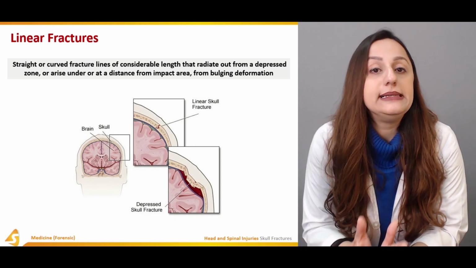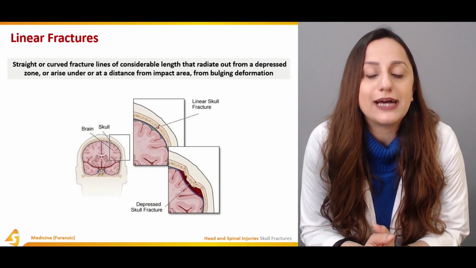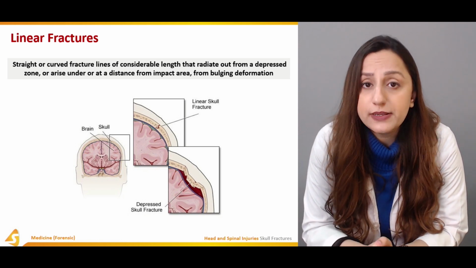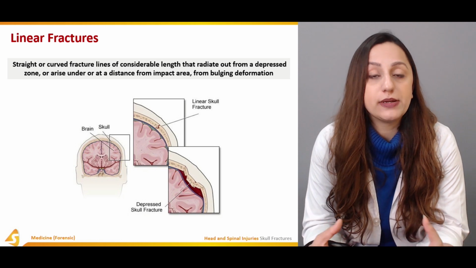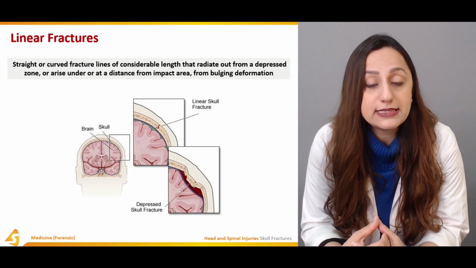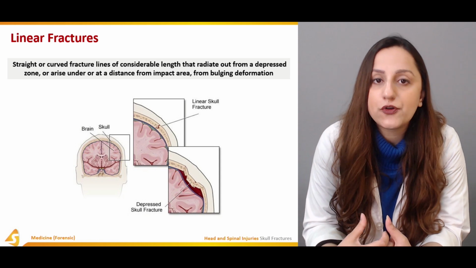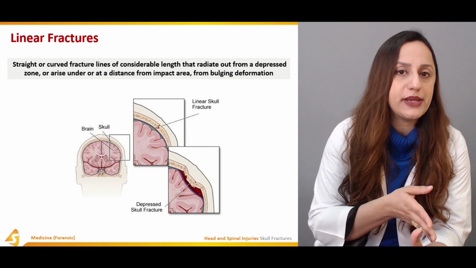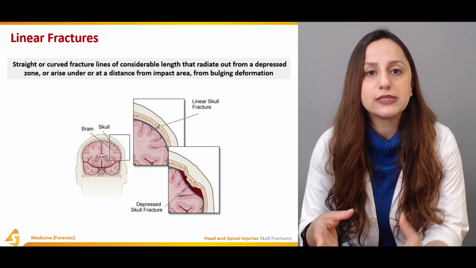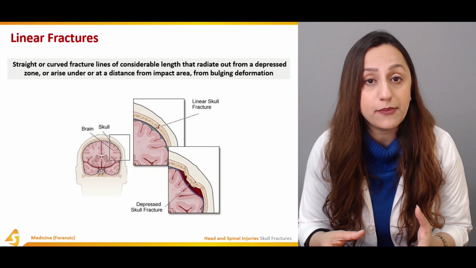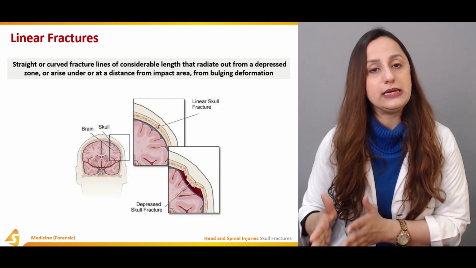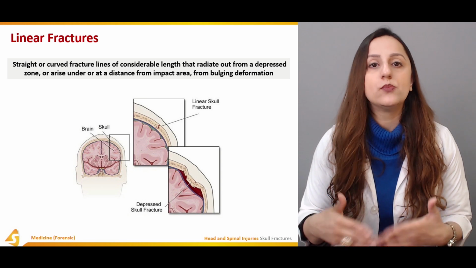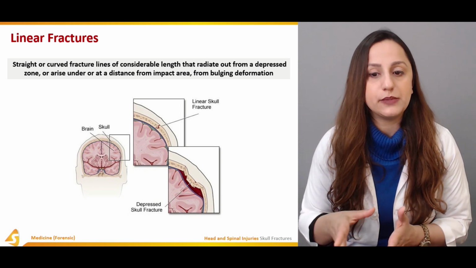Now, what are basically the linear fractures? The linear fractures that we come across are the straight or curved fracture lines of considerable length that radiate out from a depressed fracture or arise at a distance from the impact area from the bulging deformation. So it's never a clear-cut rule whether it's a depressed fracture or a linear fracture. They're basically part and parcel of the game, and we cannot have only a single type in a person. We can come across two or more types in a single person.